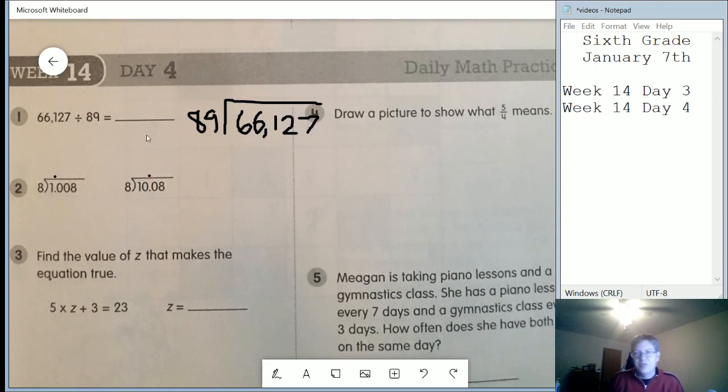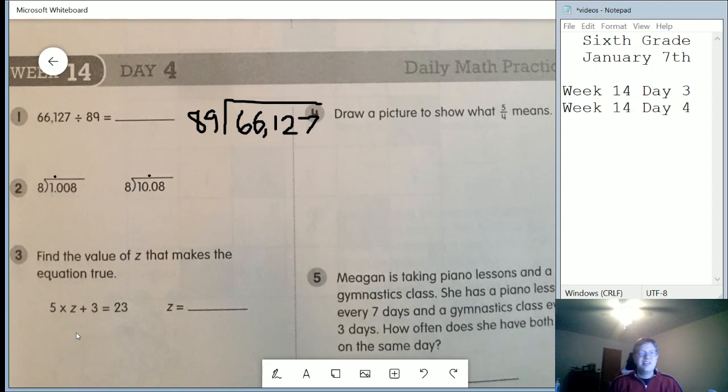For as it relates to the number that we would write up here, we could do 8 directly into 10 to start with here. And the number is going to go in the ones place here, whereas it's going to go in the tenths place for this one. Number 3, find the value of z that makes the equation true.